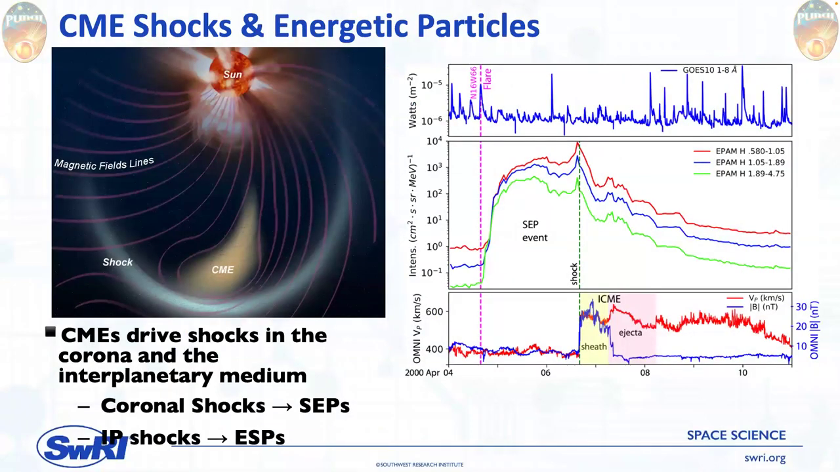First, what are ESPs? What you see here, the cartoon on the left side, is basically just a coronal mass ejection leaving the sun and plowing in the interplanetary space.